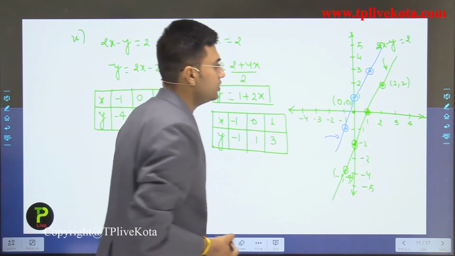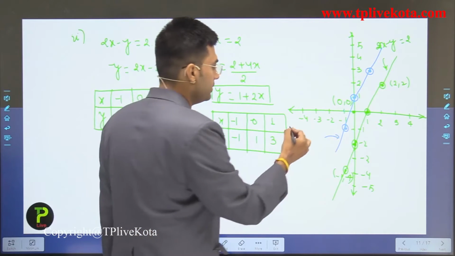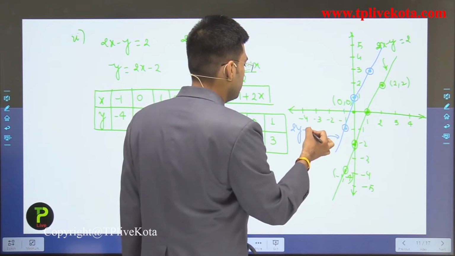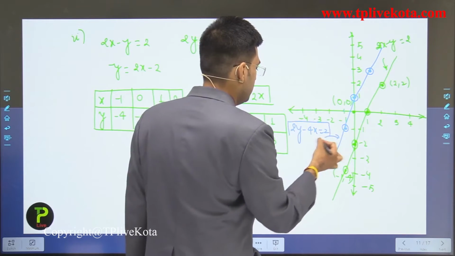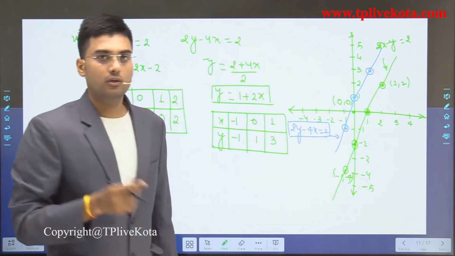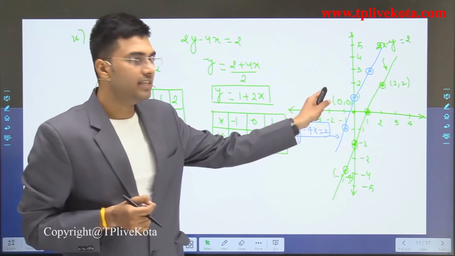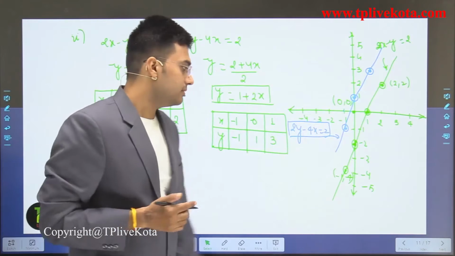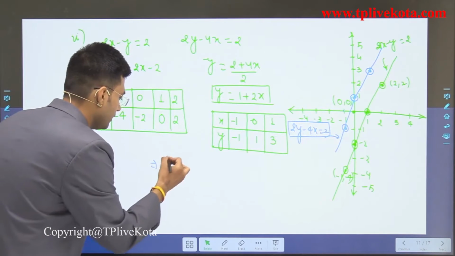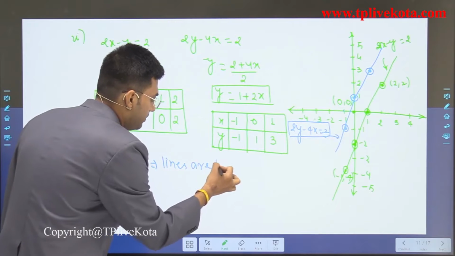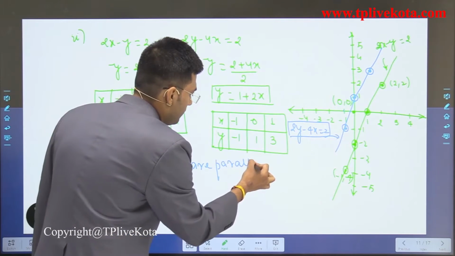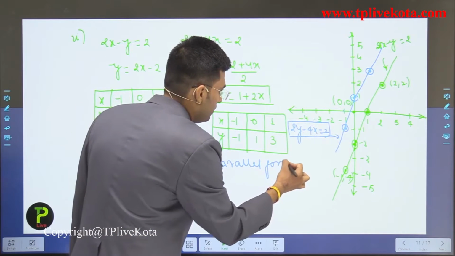This is the equation 2y minus 4x equals 2. Clear? So we observe that these two lines are parallel lines for these equations.